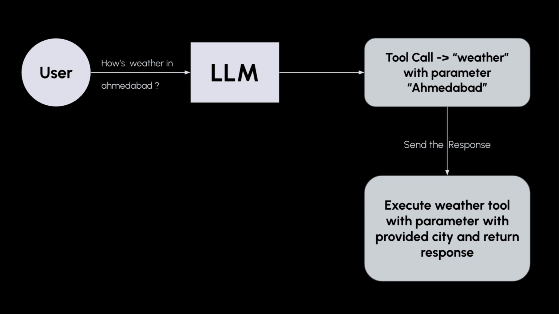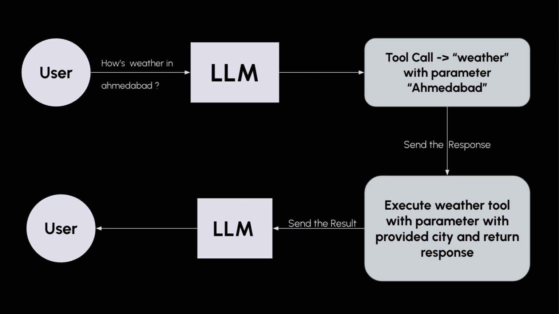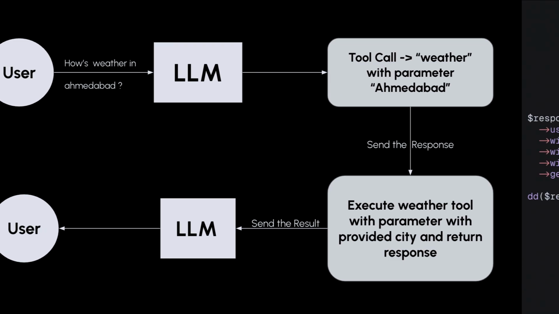If you are using Prism, Prism will actually do this entire step for you without you doing anything. It's going to execute the weather tool with the parameter provided from the LLM, and return that response back to the LLM again. So now the LLM actually has the context of what exactly the weather is in Ahmedabad. Now whenever the LLM gets the context of what is happening, and we ask the question again, it can easily answer that information. And now the LLM can send that response back to the user that the weather in this city is this.